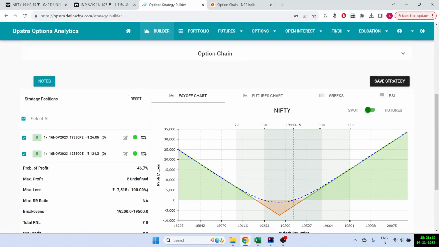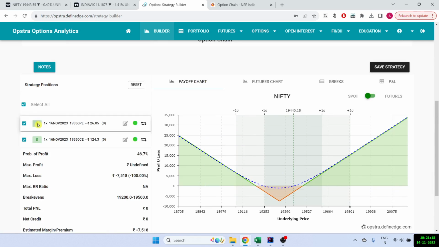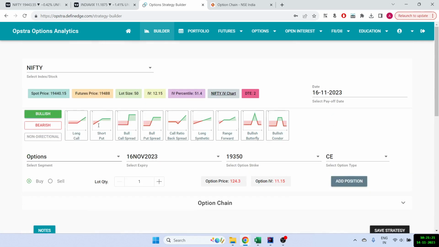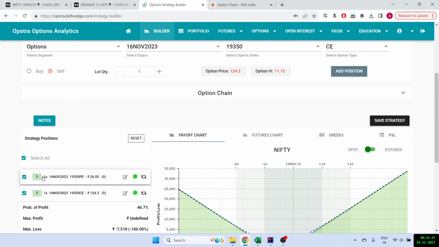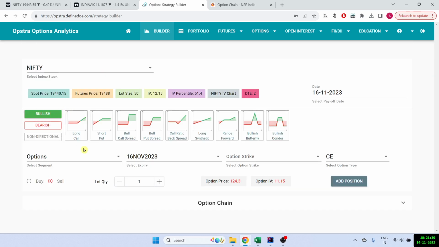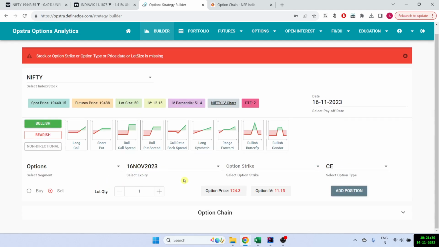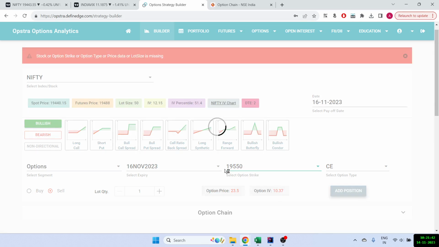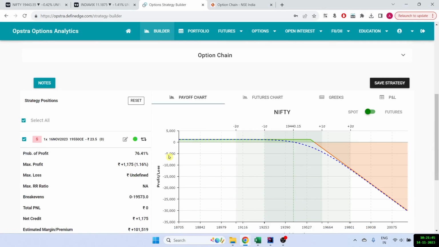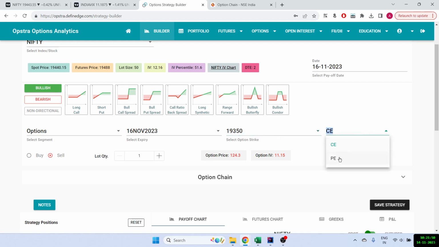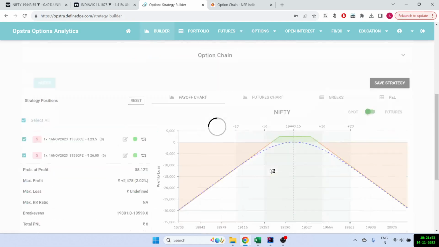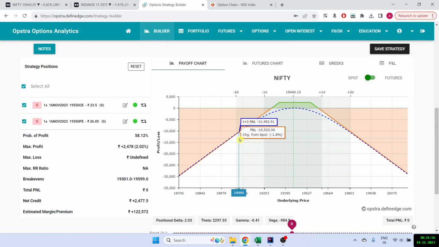So I've added both my positions, and this is how, okay, I think it's got bought. I have to sell it. Okay, it was on the buying side. Let me just reset this and sell them rather than buying them. So the 19,550 call, and the 19,350 put. So I've taken the entries now.